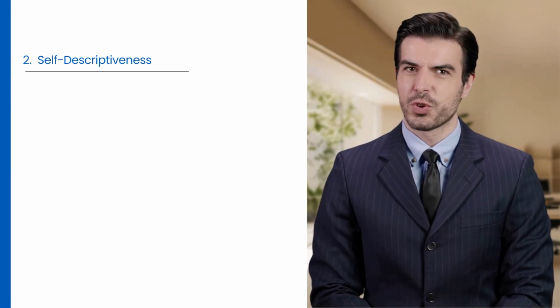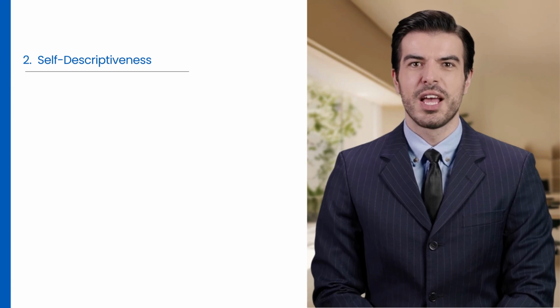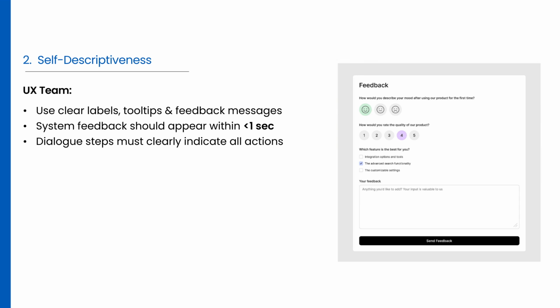Self-descriptiveness must ensure that users always understand what is happening and what action is required next. The UX team must design each dialogue step to clearly indicate system status and the next user action. Clear labels, tooltips, and feedback messages must be used throughout the interface.